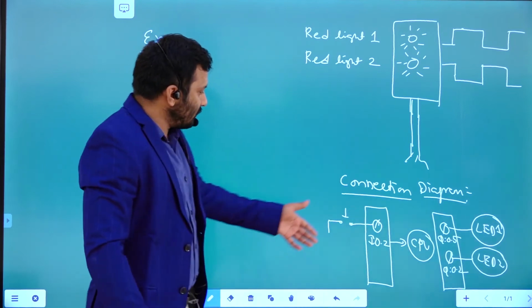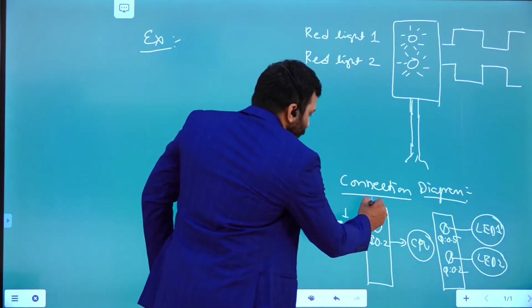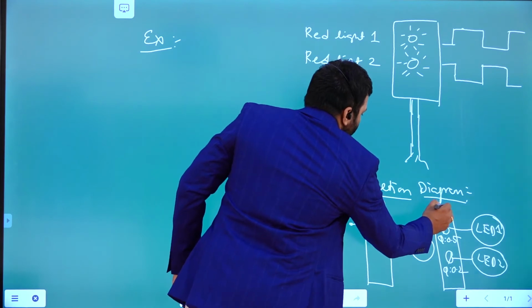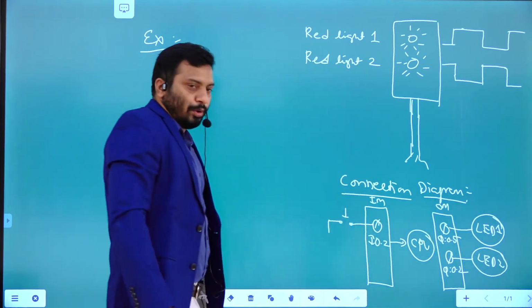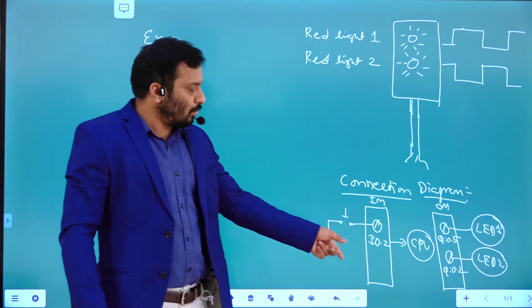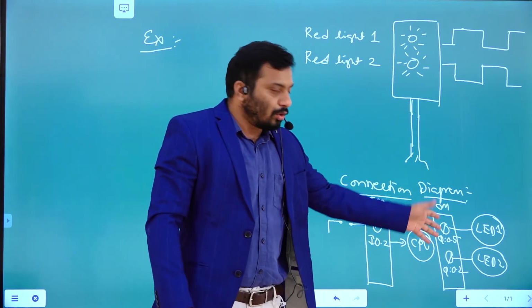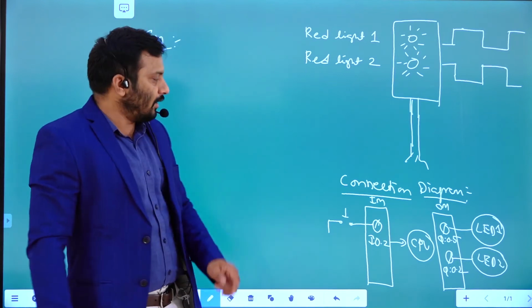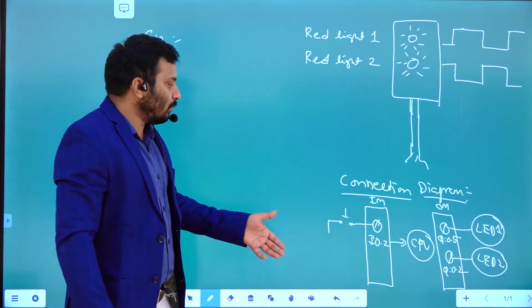Its addresses are Q 0.5 and Q 0.2, right? This is an 8 terminal input module, and this output module is also an 8 terminal output module. In the input module we have a power supply terminal and a ground terminal. Similarly, the output module also has a power supply terminal and a ground terminal.